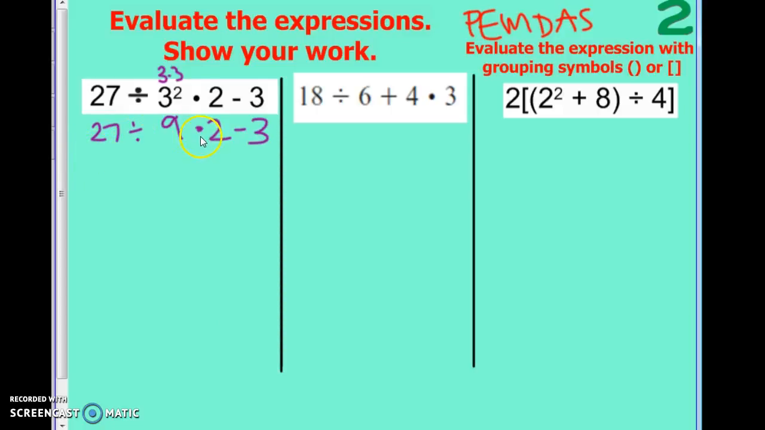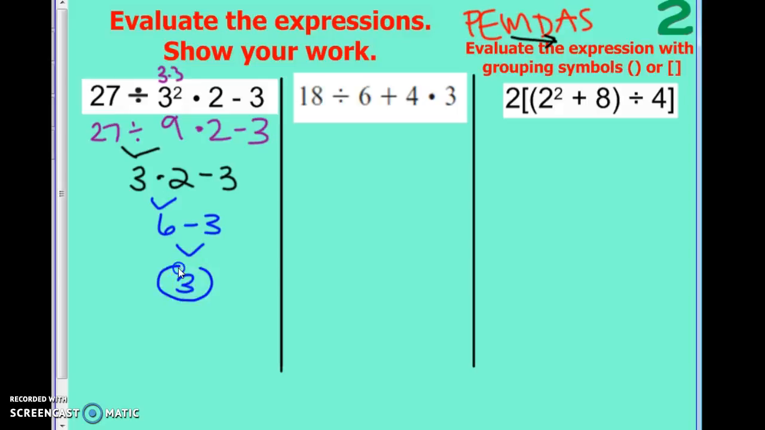Then we have division and we have multiplication, whichever comes first from left to right. So multiply and divide, we're really going to divide first. 27 divided by 9 is 3. Wrote out the rest of the problem. Still on multiplication and division, now we can multiply. 3 times 2 is 6. And 6 minus 3, the only step left, is 3.